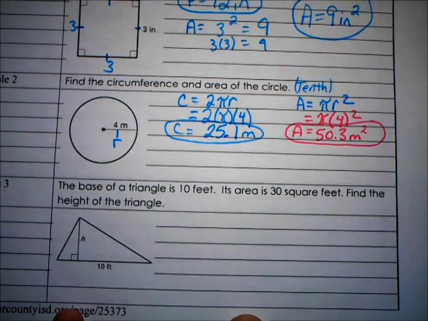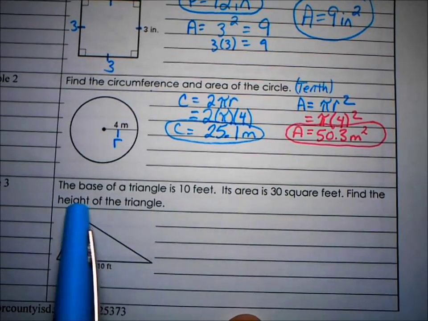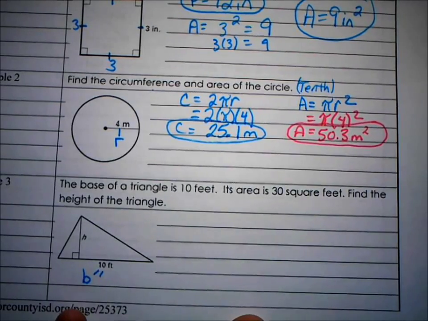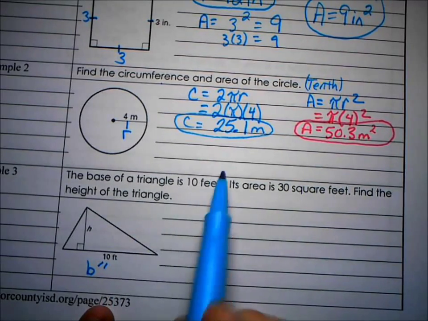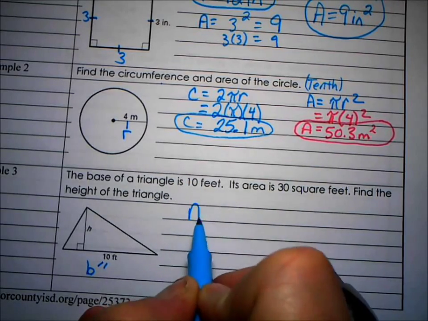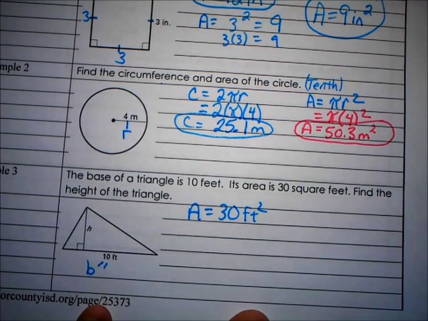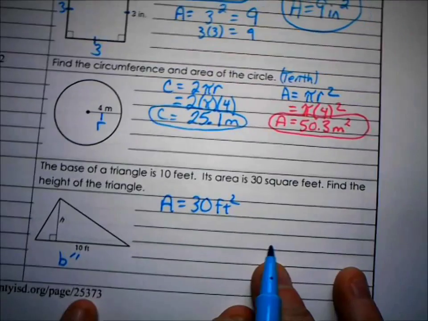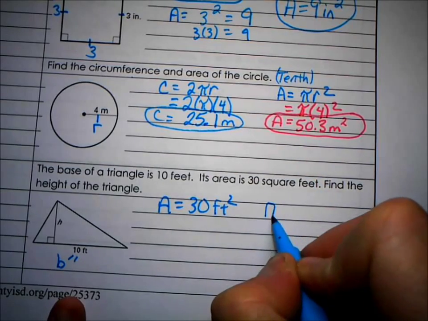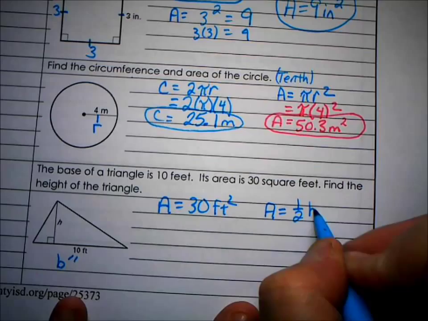Alright, on example 3, this one's working backwards. It says the base of the triangle is 10. Well, that's the one it's sitting on, so here is my base. And then it says the area is equal to 300 feet squared. And then we're looking for the height. That's our mystery. Well, if I'm looking at this, my formula for a triangle is 1/2 BH.